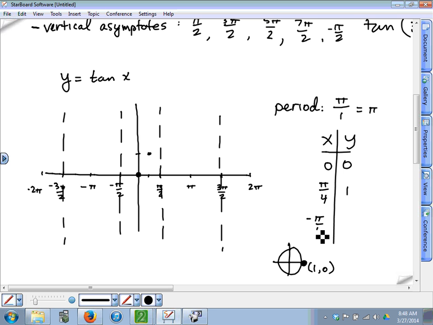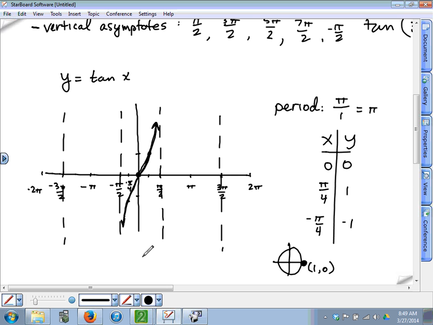What about negative pi fourths? Negative 1, so at negative pi fourths, we're down to negative 1. Guess what we just graphed right there? One cycle of the tangent function. Don't they all look like that now? That's what I was just going to ask you.